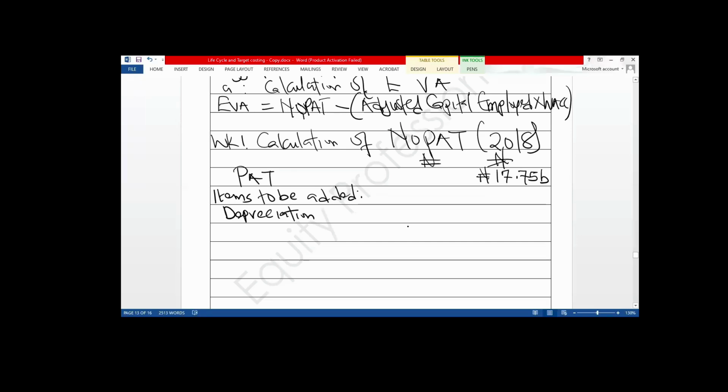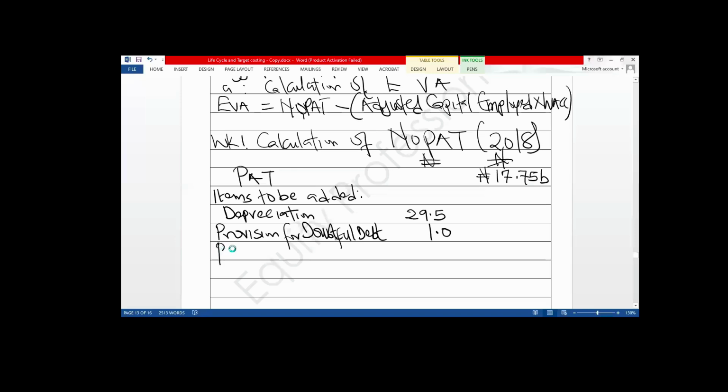Do we have depreciation? Look at it. Yes, we do. There's depreciation of 29.5. Add back 29.5. Now check. Do we have provision for doubtful debt? Yes, sir. How much? 1.0.